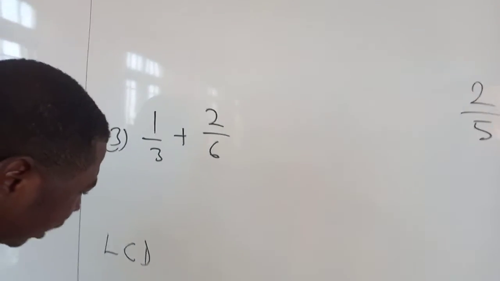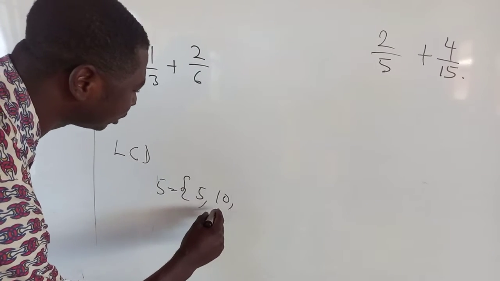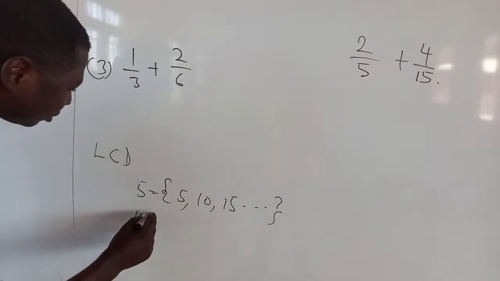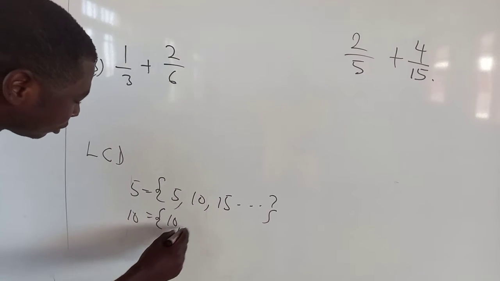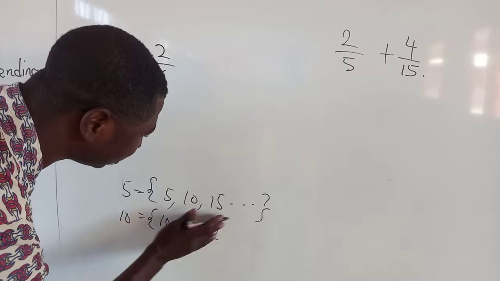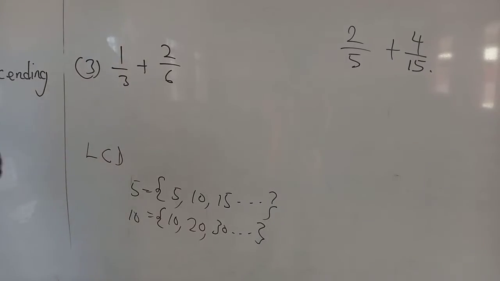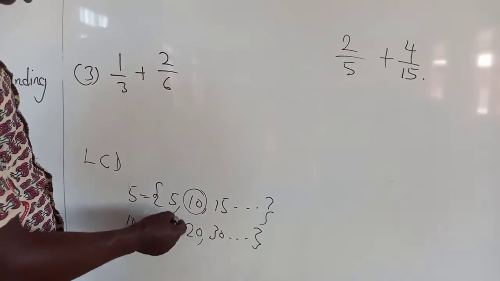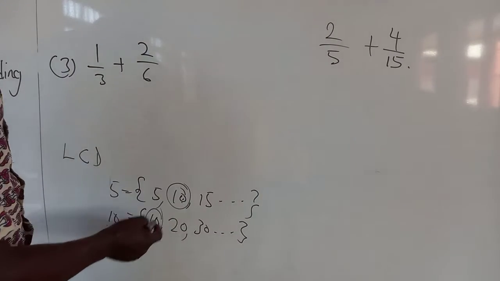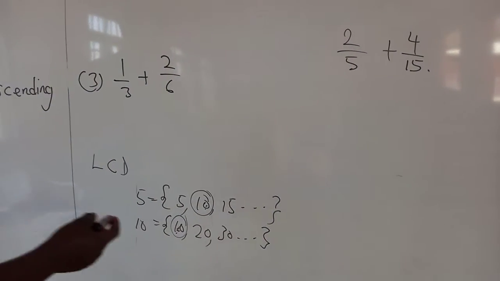We find the multiples of each. Multiples of 5 give 5, 10, 15, and so on. Multiples of 10 give 10, 20, 30, and so on. Which one among them is the lowest? You have realized that the lowest common one is 10. It appears in both, so it's common and it's the lowest. So this is our LCM.